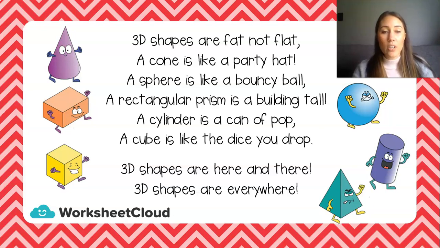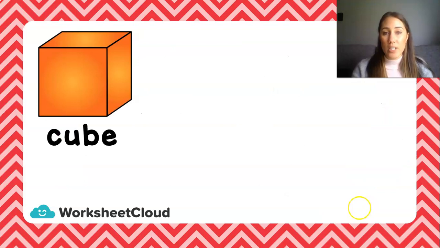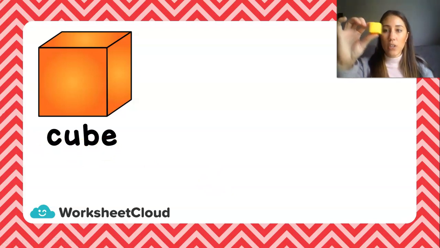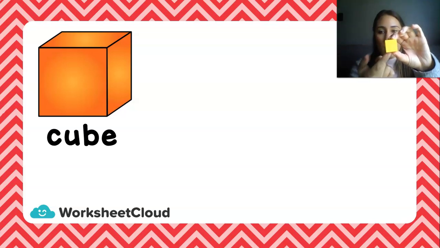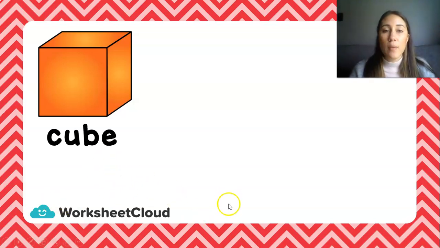So let's have a look at our first 3D shape, and this is called a cube. Now, this is what a cube looks like, and a cube, you can see it is taking up space in front of me, and it is made up of squares all the way around. So equal squares, it doesn't matter from which side you look at it, they are equal squares all the way around my cube. Now, let's have a look at some everyday things that are cubes.